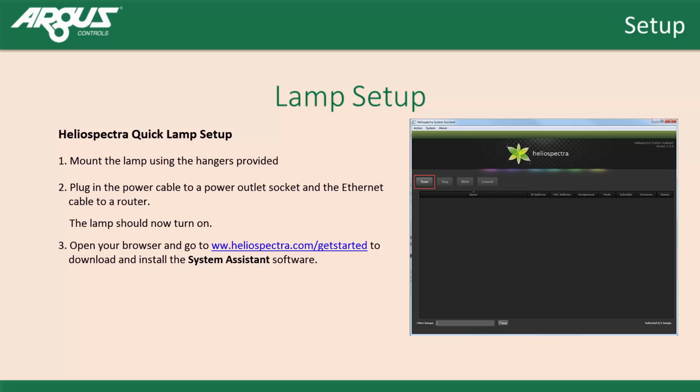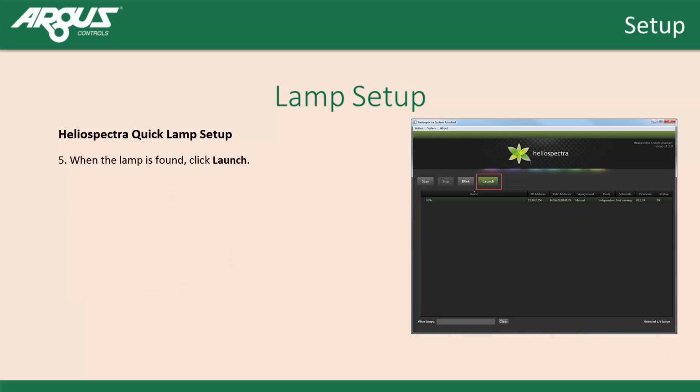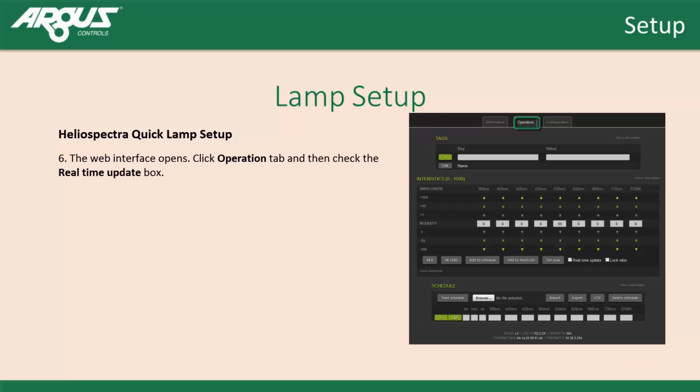At this point, open your browser and go to www.heliospectra.com/getstarted to download and install the System Assistant software. Once the System Assistant is installed, start the program and click Scan. When the lamp is found, click Launch. The web interface opens. Click Operations tab and then check the Real-Time Update box. At this point, the lamp is set up and ready to connect to your Argus system.